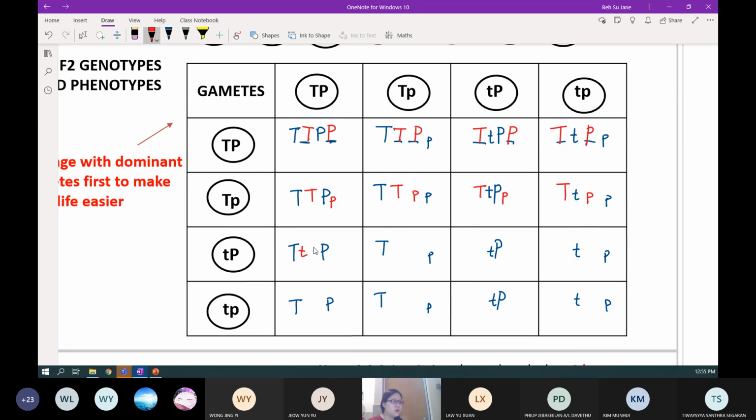Right, next, small t, big P. Small t, big P. Small t, big P. Then small t, small p. Small t, small p, small t. And with that, you're probably done.